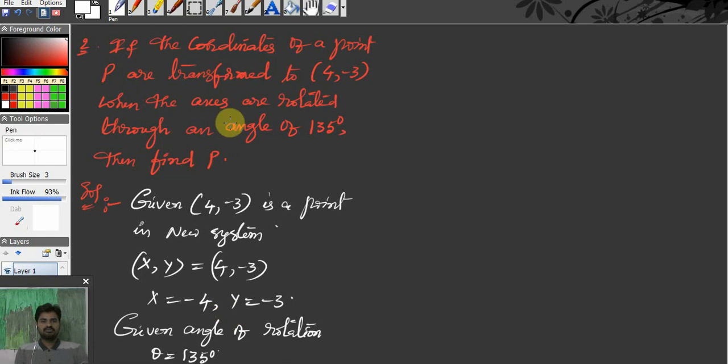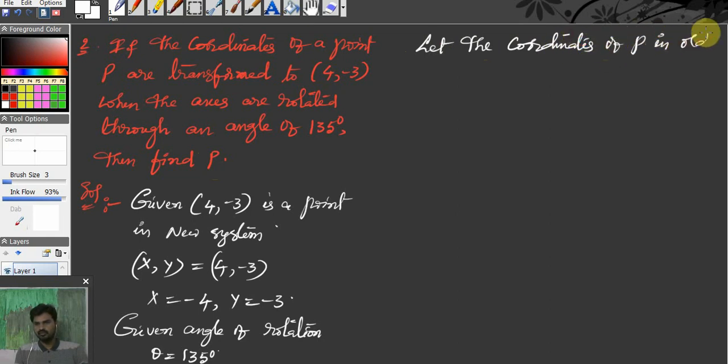So what we have to find out here, the coordinates of the point P are transformed to 4 comma minus 3. That means already point can be transformed here when the axes are rotated to some angle. Then find P. That means we are going to find out the coordinates of a point P in the world system. Okay, so first you have to take, let the coordinates of P in world system are small x comma small y.